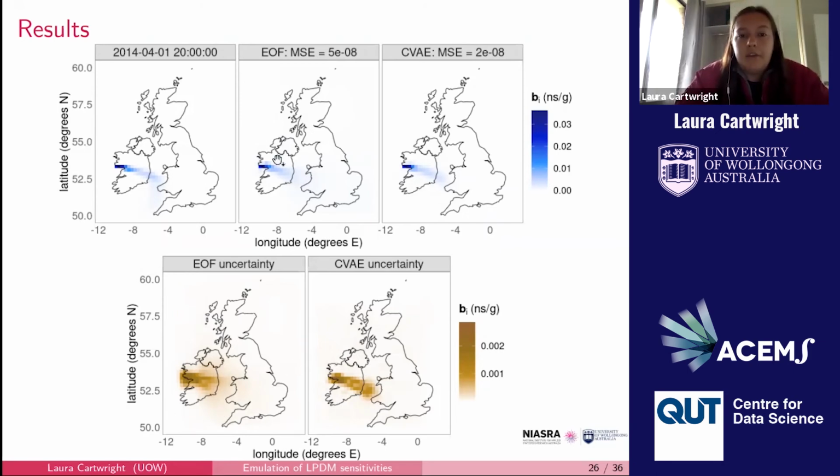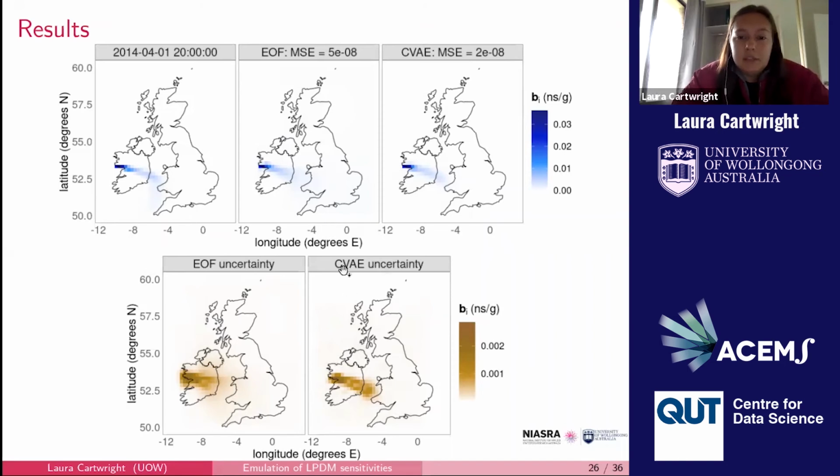So here I have the reconstruction based on those 100 Monte Carlo samples for the EOF dimension reduction. And then here I have it as well for the CVAE, and our mean squared errors up there, of course. And down here, these are my uncertainty plumes. So you can see, in both cases, they actually did quite well.